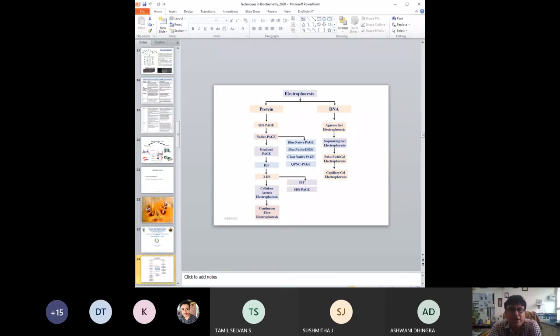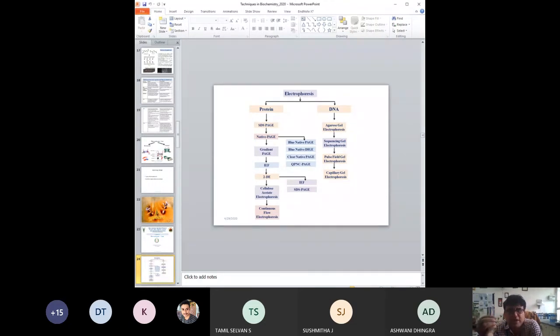In the case of protein-based techniques, I told you the most common technique is SDS-based, sodium dodecyl sulfate polyacrylamide gel electrophoresis, which I have explained to you. Then I told you that we have another technique which was basically discovered for an in-gel activity assay, to have the biological activity of the protein on the gel. That is called native PAGE.